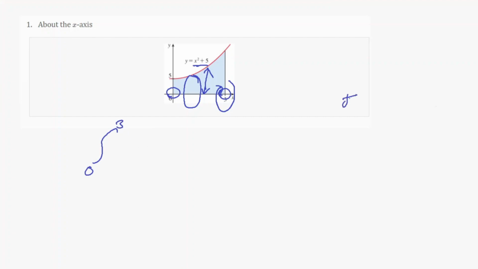And now we want to use pi r squared here, because when you rotate it about the x-axis, it creates a circular shape. So we're going to have pi, and then for r, we're going to use x squared plus 5. So it's going to be (x squared plus 5) squared, because r is squared. And then that's going to be dx there. Now we have to integrate it.